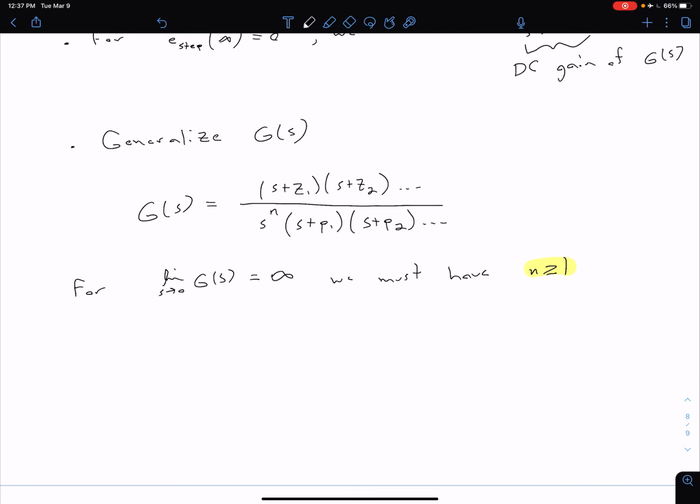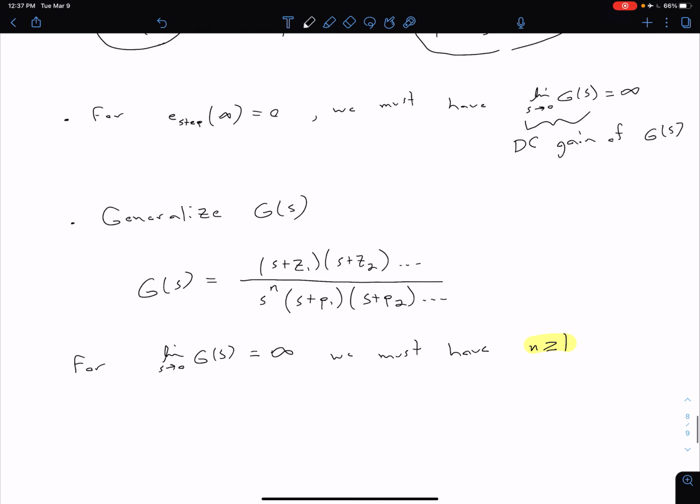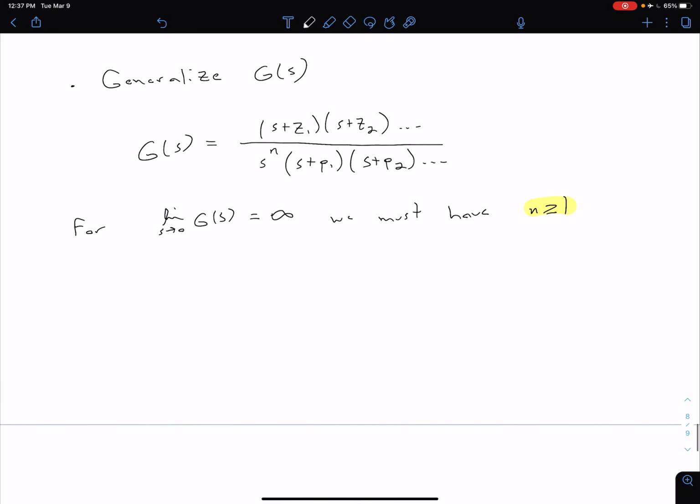Essentially what that is, of course, again, we're taking the limit of this, so as our s's are going to 0, all of these z's and p's are going to still be there, unless we have something here which is 0 to the nth power in our denominator. Then we'll be divided by 0 and our G of s will go towards infinity. Okay, so a couple other ways that we can say that n is greater than or equal to 1.